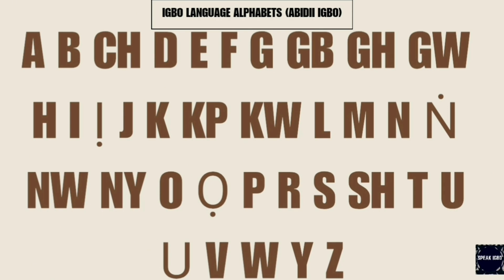Now let's read it. A, B, C, D, E, F, G, H, I, J, K, L, M, N, O, P, R, S, T, U, V, W, Y, Z. There is a dot below the O.